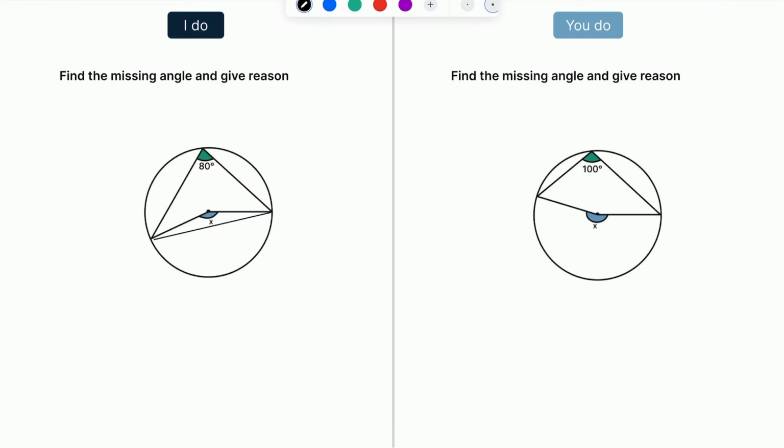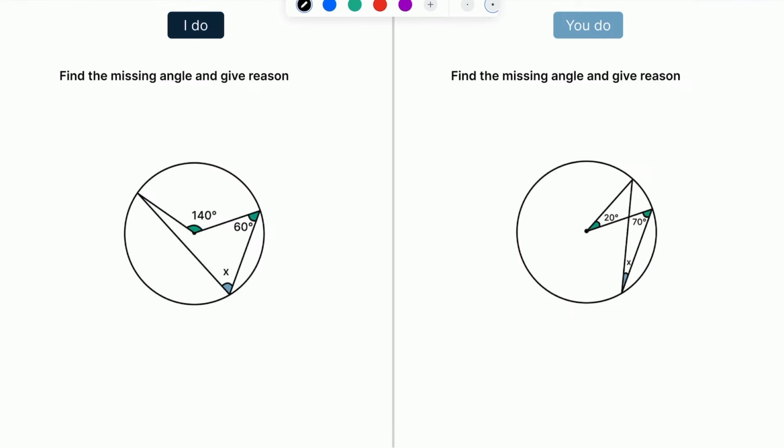The angle at the center is also in the opposite sector to the angle at the circumference. So that means x is going to be 80 times 2. Remember to state your reason. And here x is going to be 100 times 2, which is 200. And again, remember to state your reason.